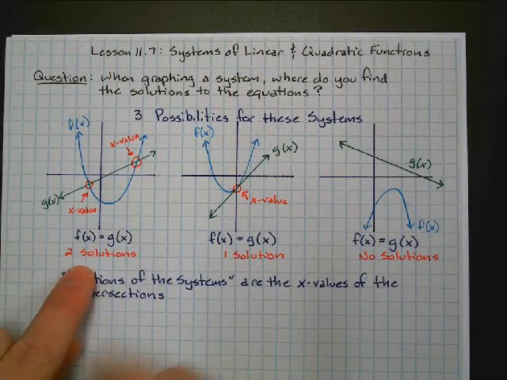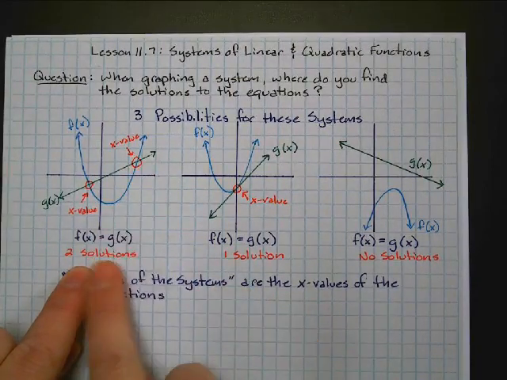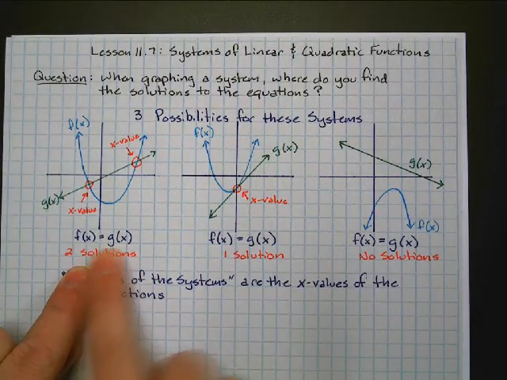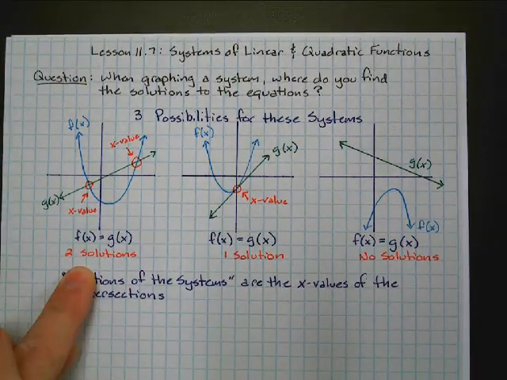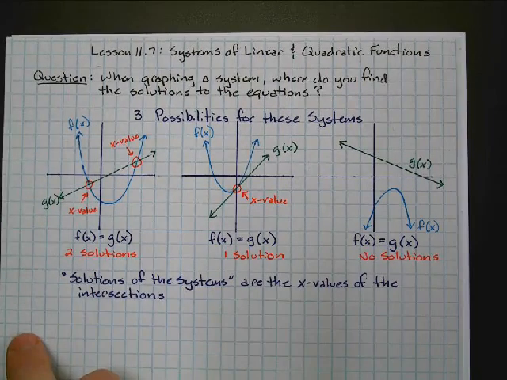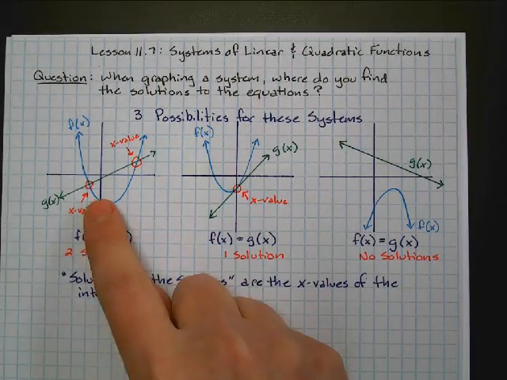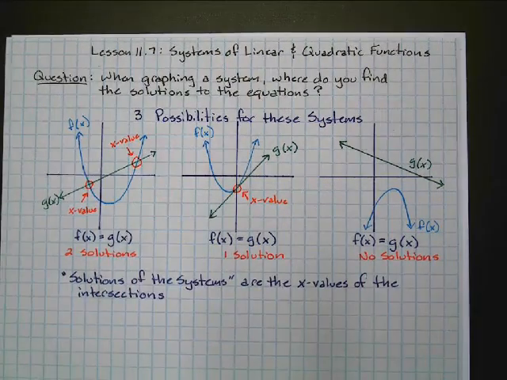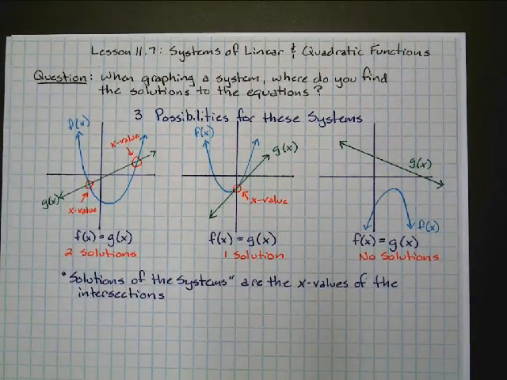So there are two solutions, so this is crossing. We don't need to know what the y values are because we already know they're equal to each other. What we want to find out are the x values that make the y values equal to each other. So at each of the intersections, you're going to look at those points and find the x values, and those are going to be your solutions.